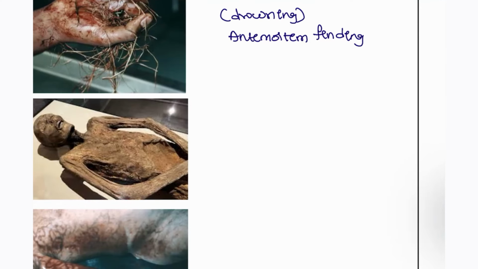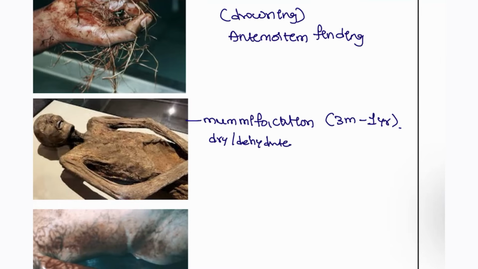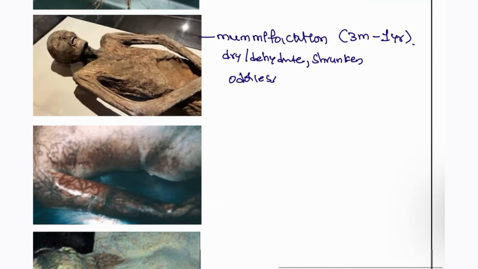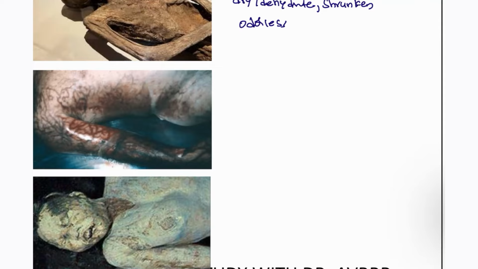Next, here you can see this is mummification. This is known as mummification and is seen usually around 3 months to 1 year. Completely the patient is dry, dehydrated, okay, and shrunken, which will be seen, right? And completely odorless.